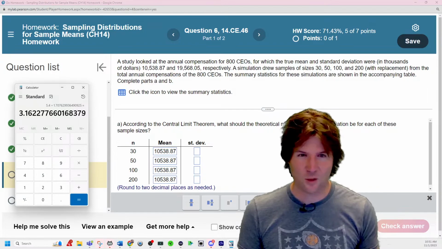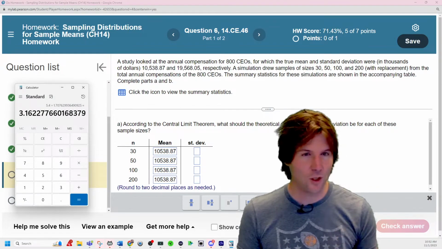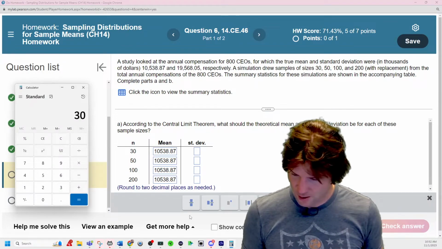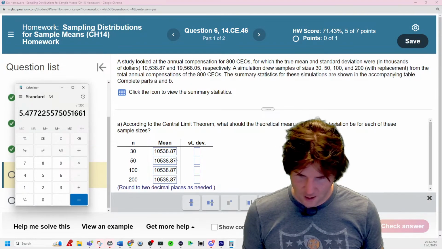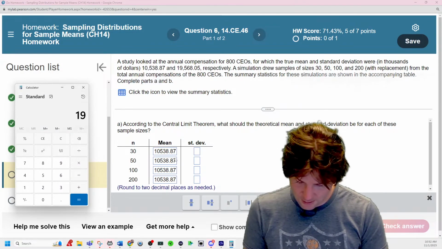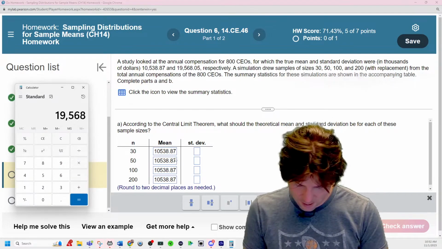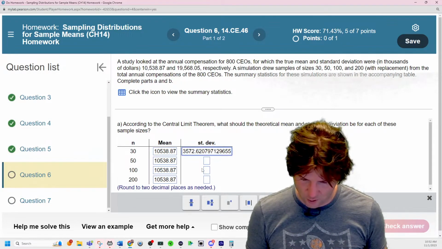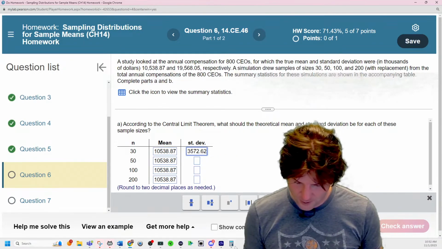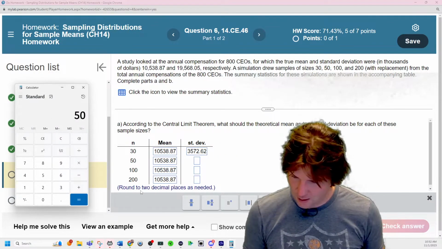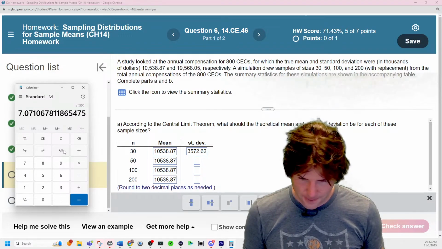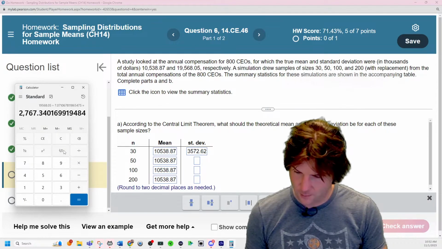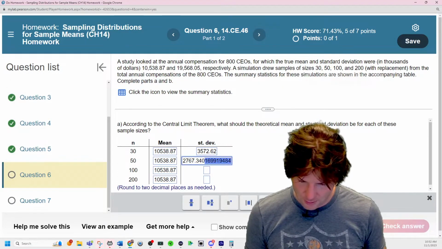Thank you so much, Catherine and Sarah and Jennifer and William and Cameron and everyone for being here. We're going to take 30, square root it, and divide 19568.05 by that. There's the first one. We'll worry about 2 decimals, so there we go. Then we take the square root of 50 and divide 19568.05 by that. There's this one, 2 decimals.